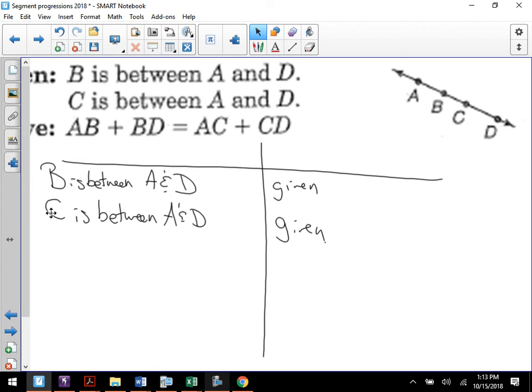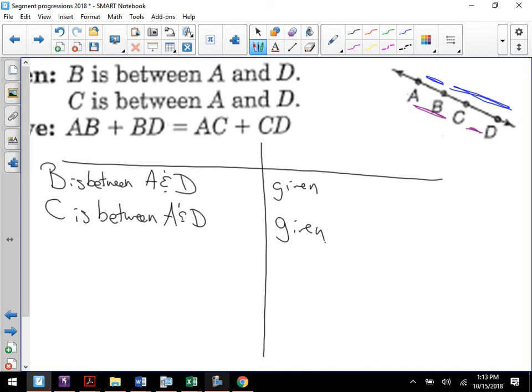So when we're looking at this, I want to take a second and look at what they want us to show. They want us to say something about AB and BD has to equal AC and CD. What's another name for AB plus BD? AD. What's another name for AC plus CD? AD. What are you doing right there?